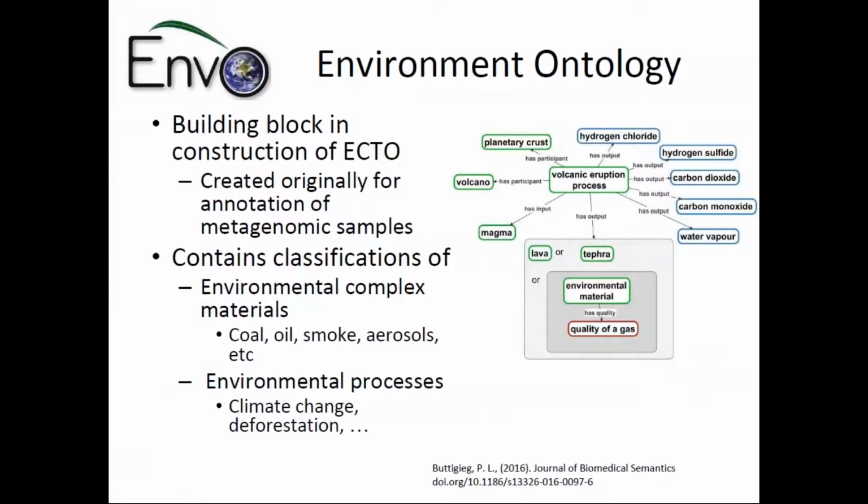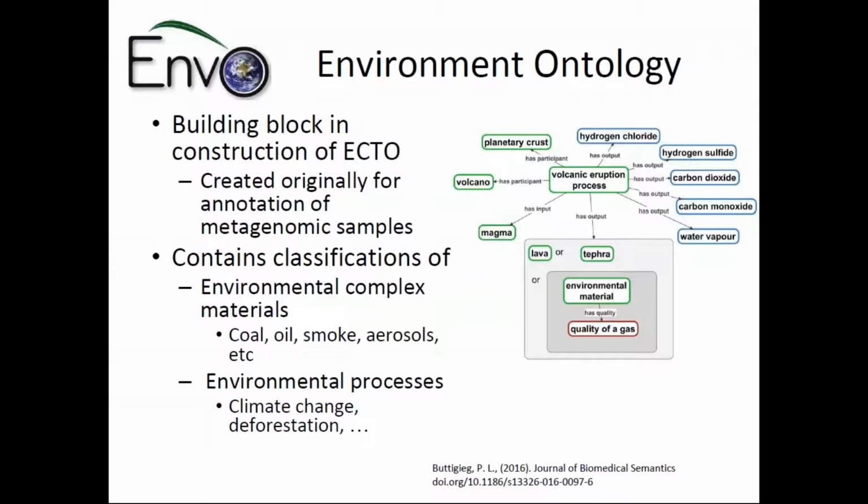ECTO also builds heavily on another ontology that we developed called the environment ontology, or ENVO. ENVO was originally developed for describing metagenomic samples. So you take a sample and sequence it, and maybe it's a sample of water from near an iron mine or something like that, or a soil sample, or a marine sample. But gradually over time the use cases have expanded, and now there are descriptions of other things in ENVO as well. We've got complex materials in there like coal, oil, smoke, and aerosols, all things useful for capturing exposures. Also environmental processes as well.